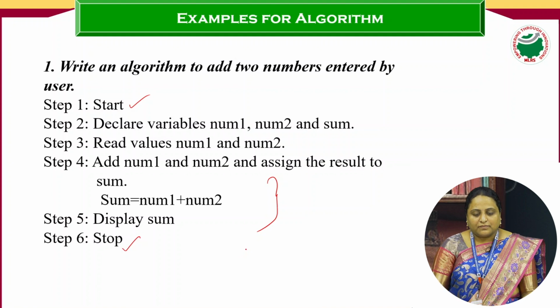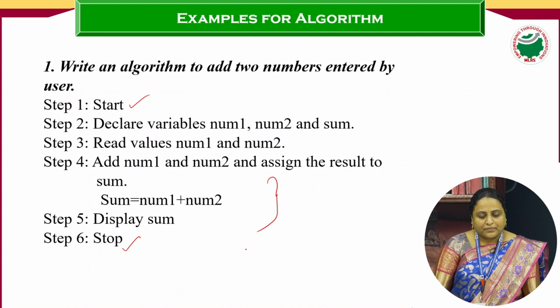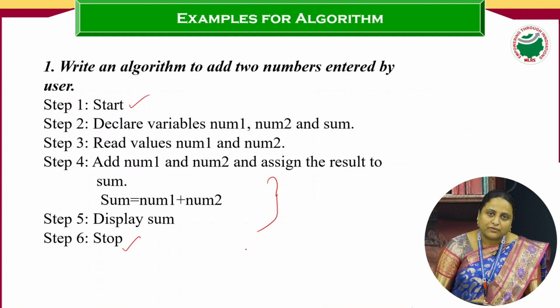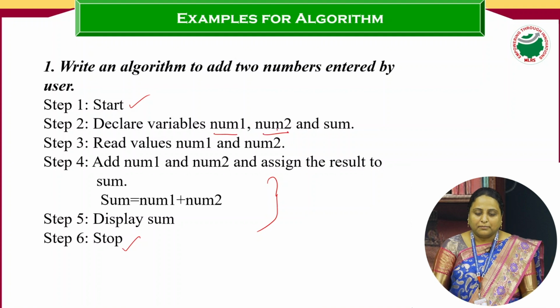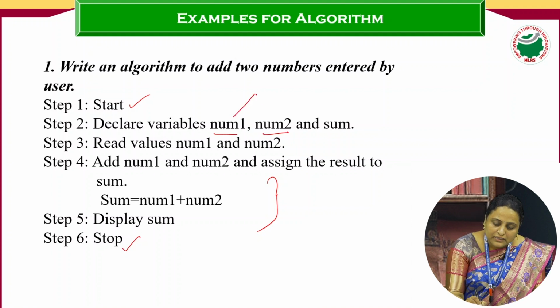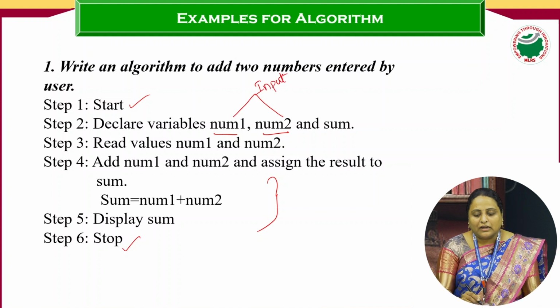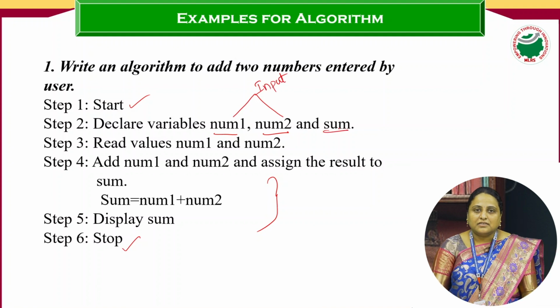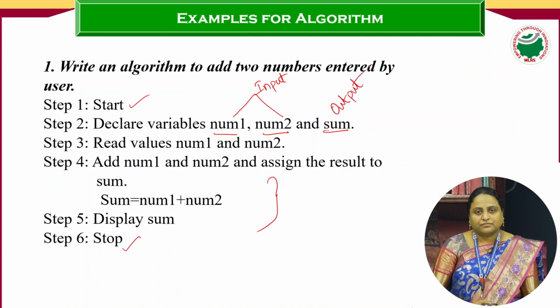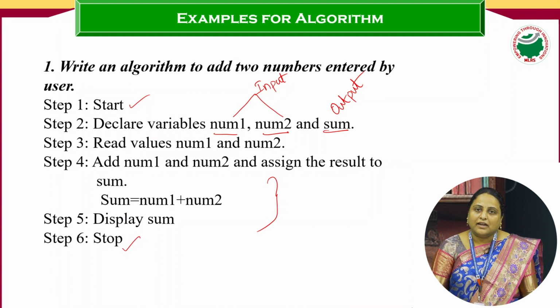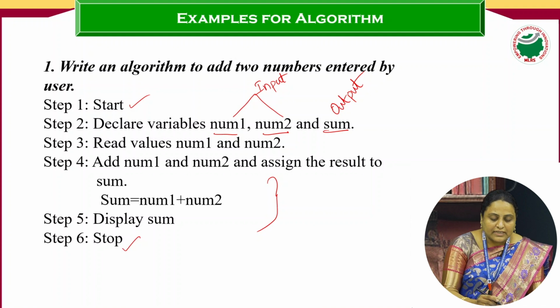Coming to this addition of two numbers, the first step is start, that you are going to start the process. Next you declare two variables, number 1 and number 2, and these two are called input variables for us. These two are going to handle inputs, and one more variable is declared, that is sum. This is an output variable which will handle your output. So the total number of variables required for this particular problem is 3, 2 inputs and 1 output. So what is the next step?